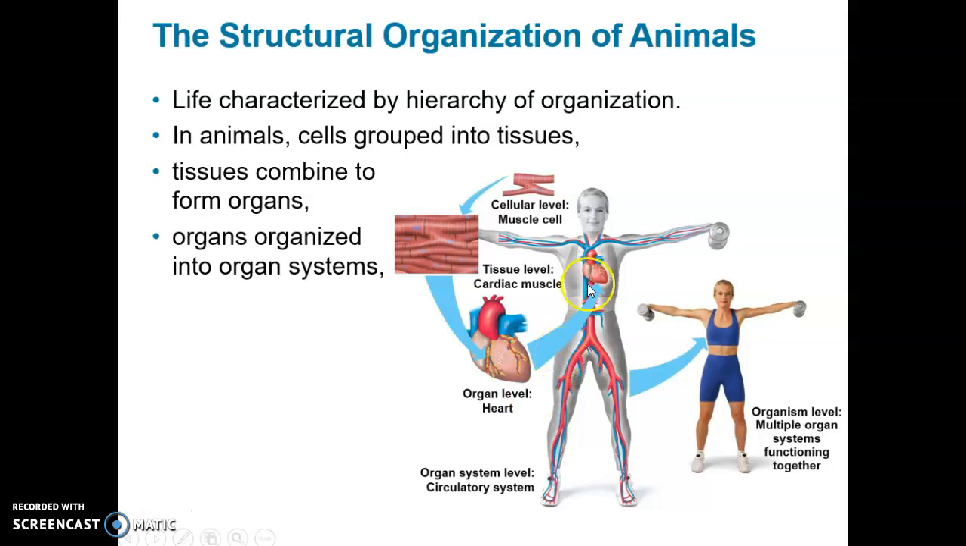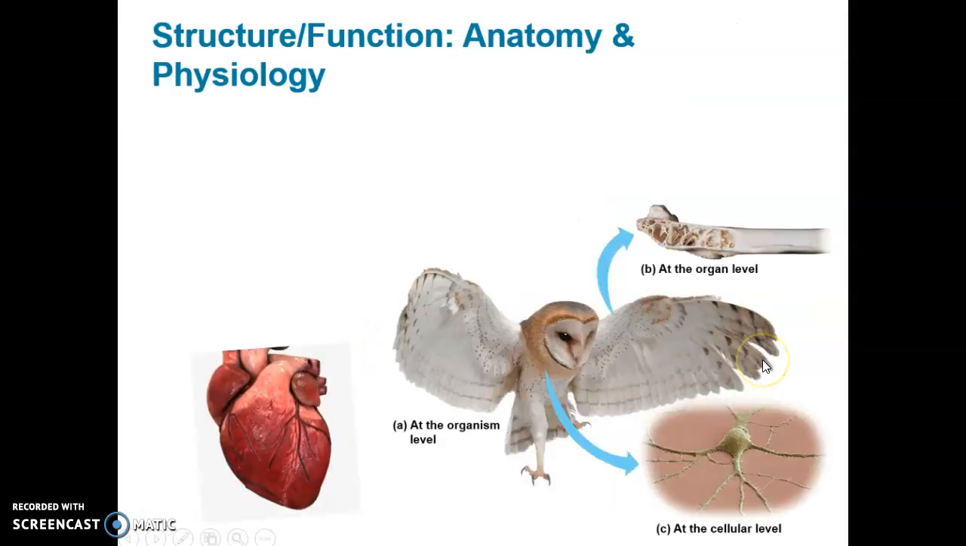And then the organs are combined into organ systems. Like, for example, here, the heart attached to the blood vessels. So that's representative of the circulatory system, sometimes called the cardiovascular system. And then all of the organ systems unite to form the intact, complete organism. And we'll talk about the organ systems as we go through this chapter.